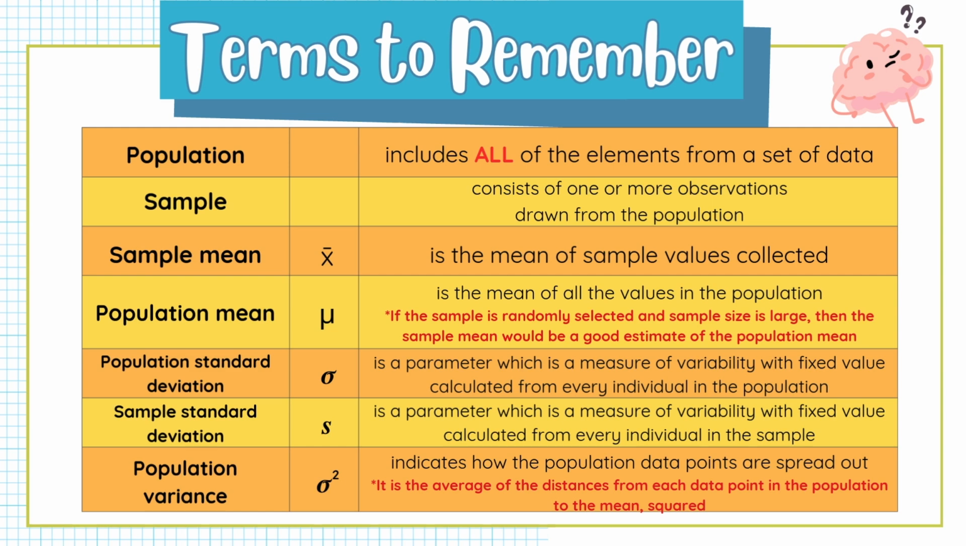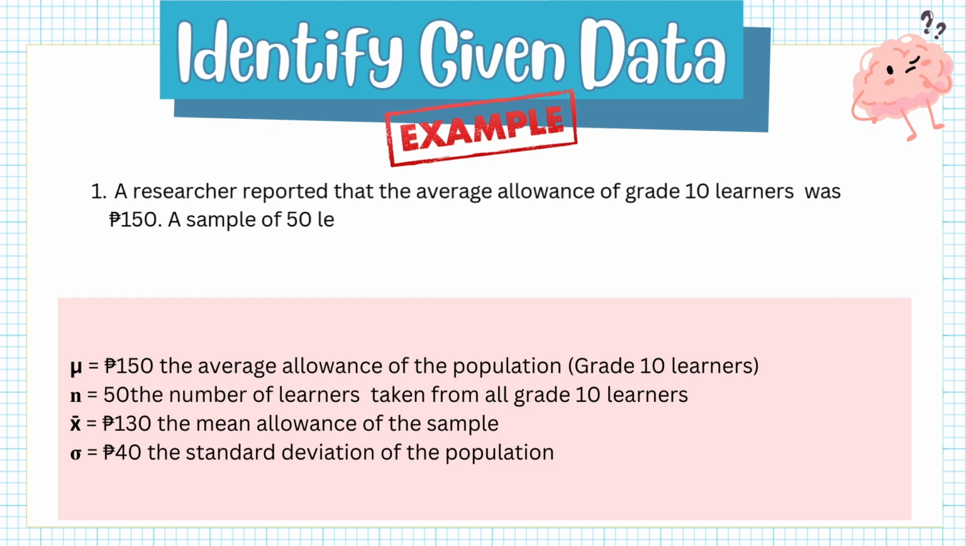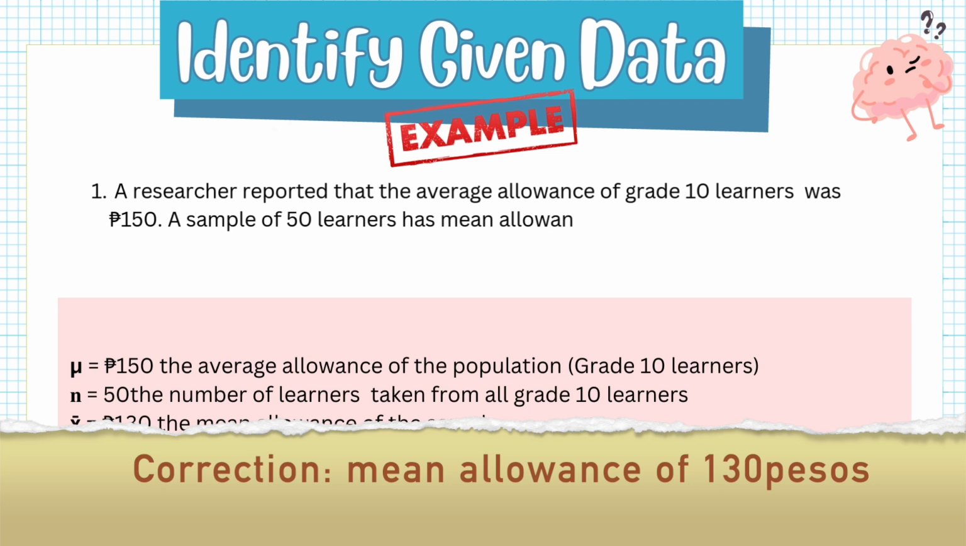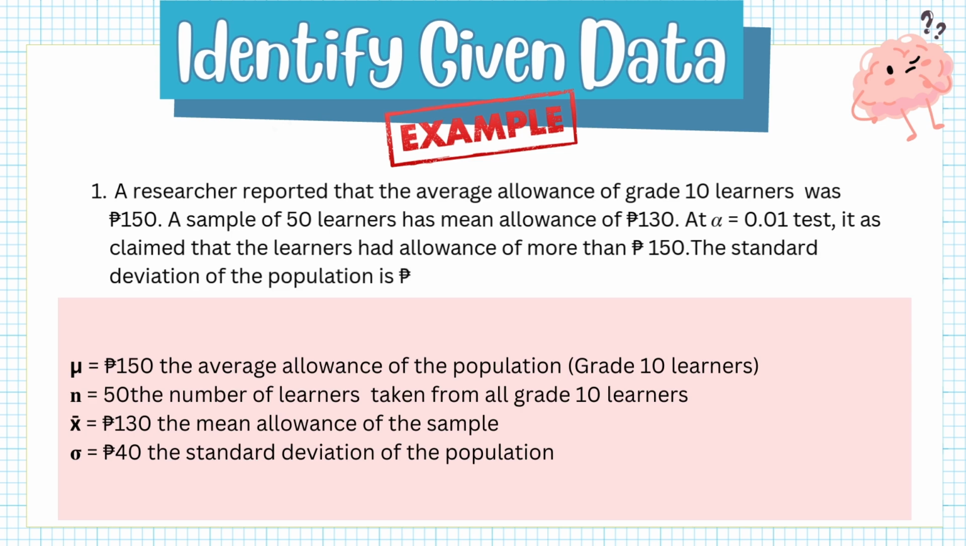Let us take this example. A researcher reported that the average allowance of grade 10 learners was 150 pesos, and a sample of 50 learners has a mean allowance of 130 pesos. At an alpha or significance level of 0.01, it is claimed that the learners had an allowance of more than 150 pesos, and the standard deviation of the population is 40 pesos. Let us identify the values of the four important quantities here.